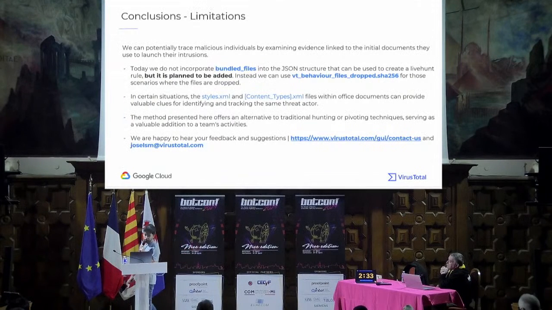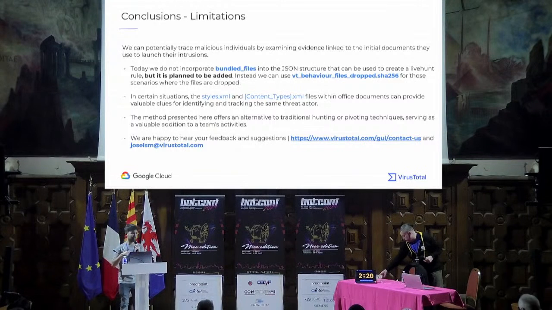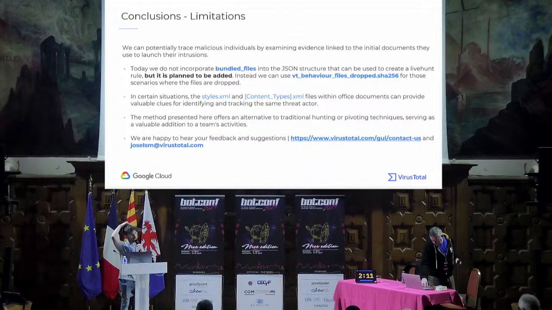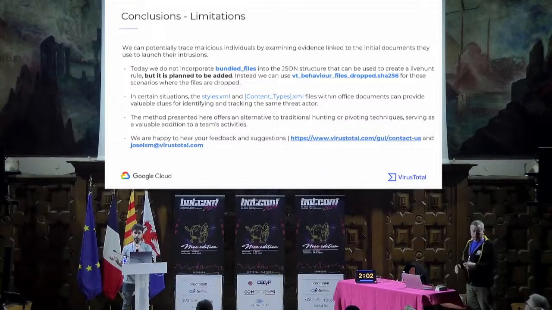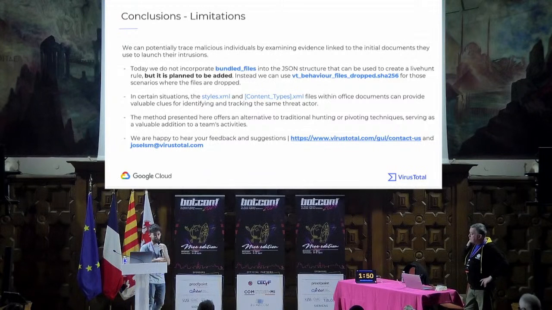So, conclusions. We can potentially trace malicious activity just by tracking some kind of artifacts, not only these three that we saw in this presentation, content types, styles, and images, but I am pretty sure that there are also other artifacts that are interesting to take into account in order to get new samples or track intruders. Today, we don't incorporate the bundle files in the JSON structure to create livehunt rules. It's something that we are working on. You are going to have that in the future. But for the drop files, we have it. So you can create livehunt rules in VirusTotal to identify if a file is dropping some specific file. It's something you can take into account.